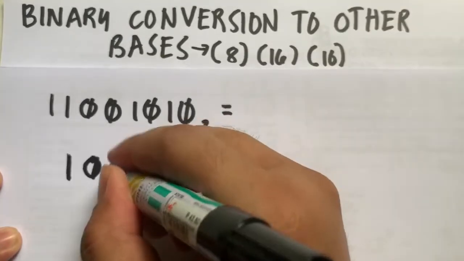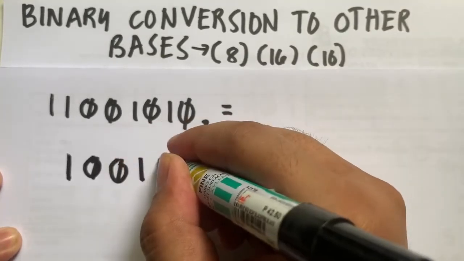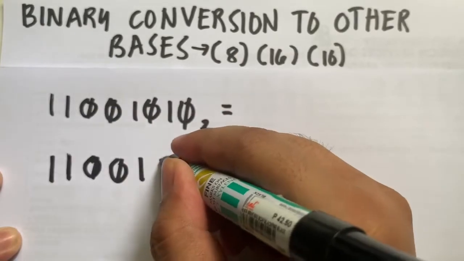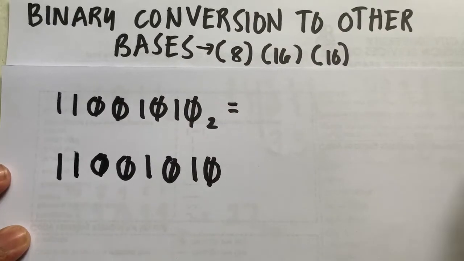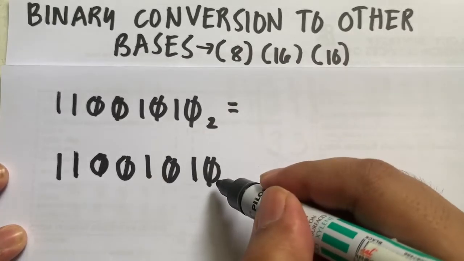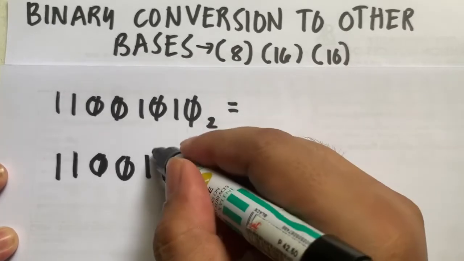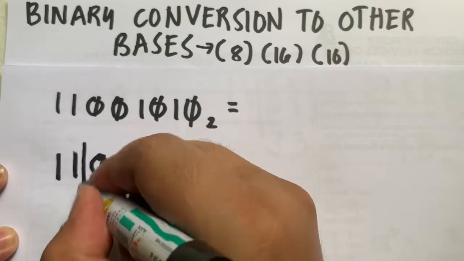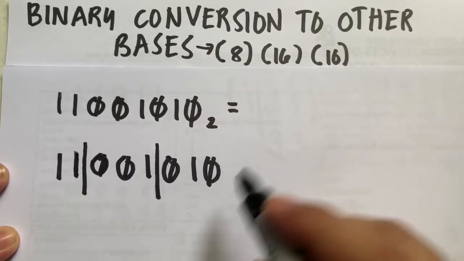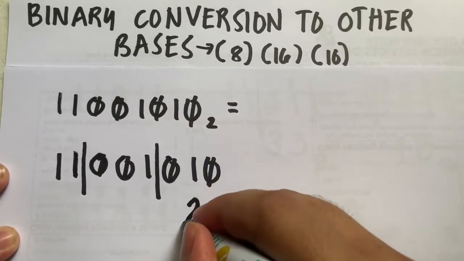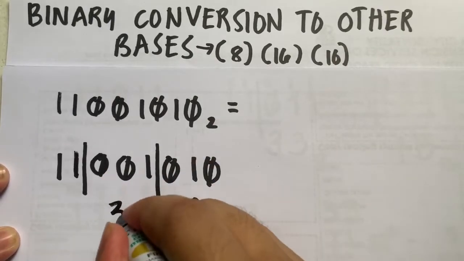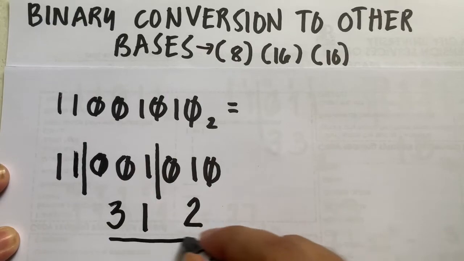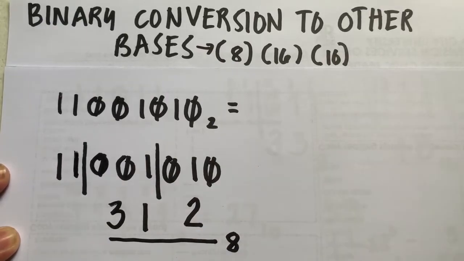Again, using the digits of the given binary number, we can easily get its octal equivalent by grouping the number into 3. Then using the positional values, we add them up in each group, for example 1 plus 2, that is 3. So we have 312 as its octal equivalent.